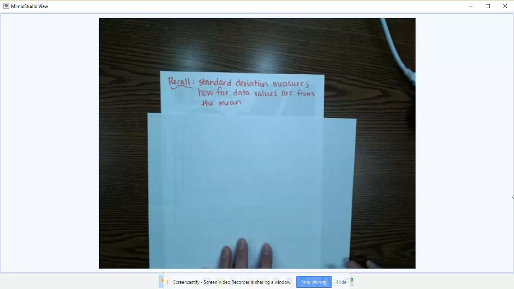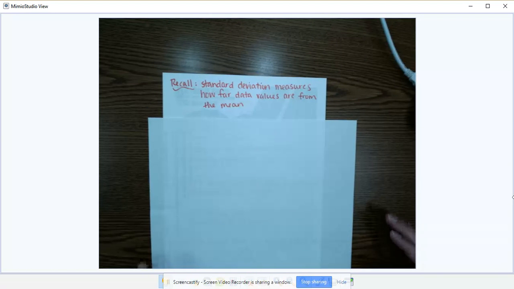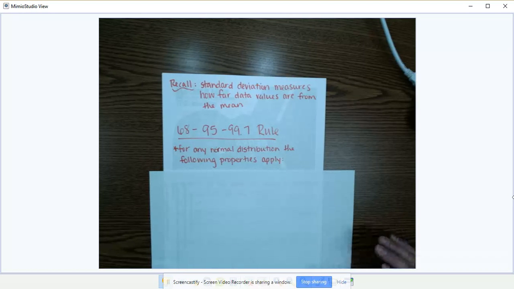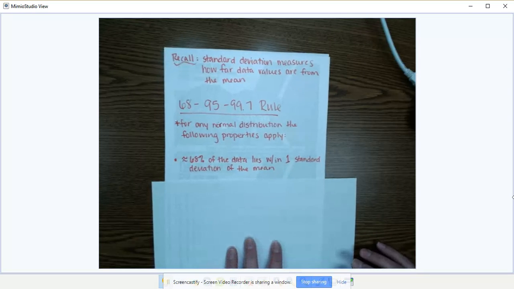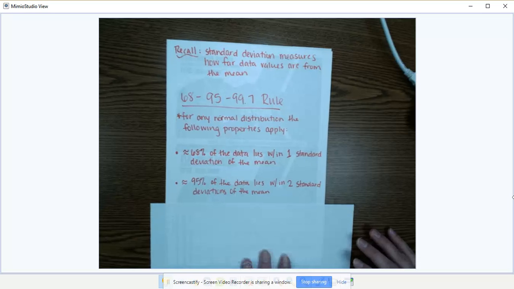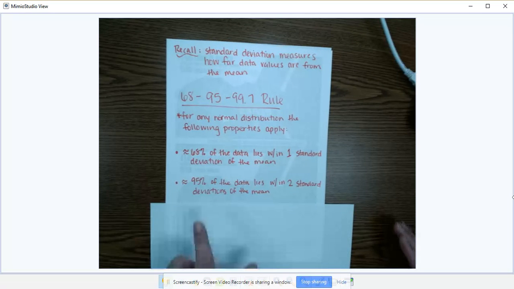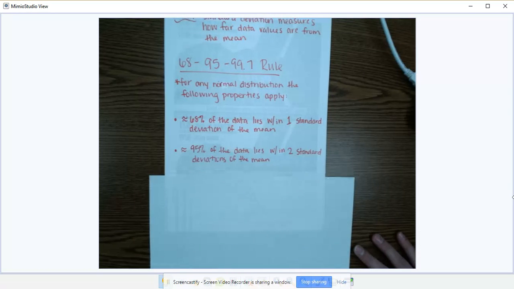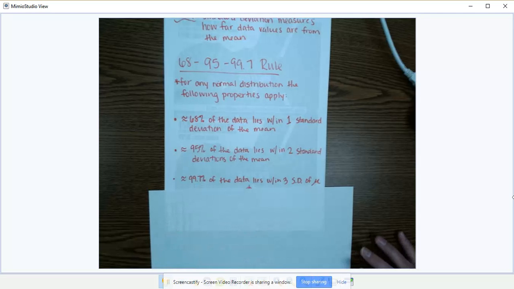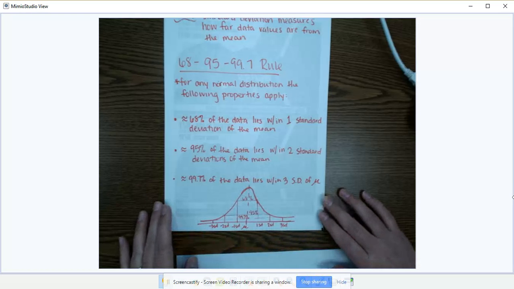A really quick reminder, we talked about standard deviation and we said that it measures how far each data value is from the mean. That'll be important to know because we have this 68, 95, 99.7 rule. That means for any normal distribution, if you are one standard deviation away from your mean, 68% of your data will lie within that range. If you go 2 standard deviations away from the mean, you'd have 95% of your data. And if you go 3 standard deviations away from your mean, 99.7% of your data would lie within that interval.